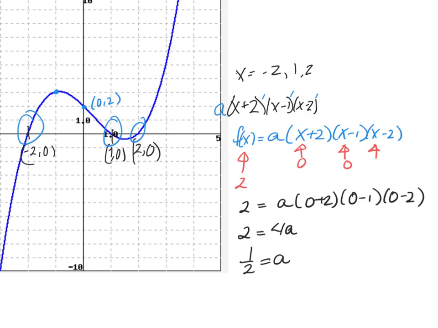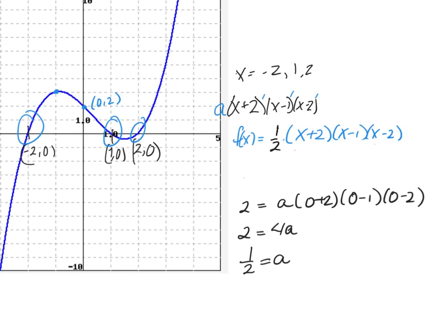So I go back up to here. Let me get rid of some of this other stuff. So I go back up to this part, and I just replace that a, because I found out what a was. I can't assume that a is 1. So I go back to this, and I just replace the a with what I found it to be, which is 1/2, and that's my final answer.